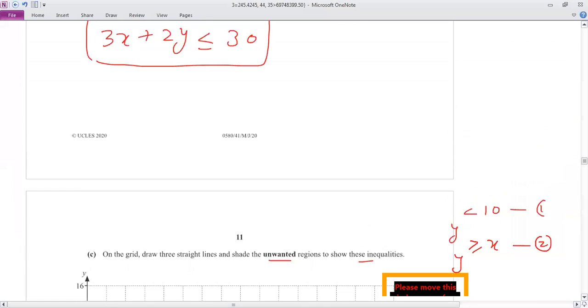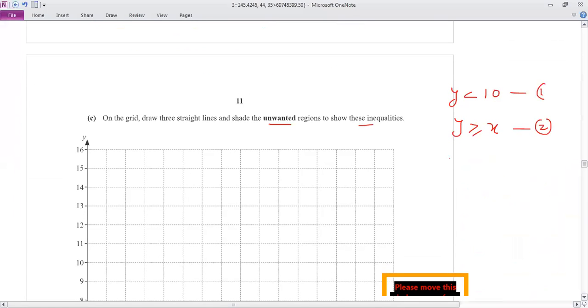This is the second inequality. And the third inequality, right now we make, 3x plus 2y is less than or equal to 30. We have to draw them. Okay, first step, you know the method already how to draw an inequality. To draw an inequality, I will make the equation first. For this one, the equation will be y equal to 10.